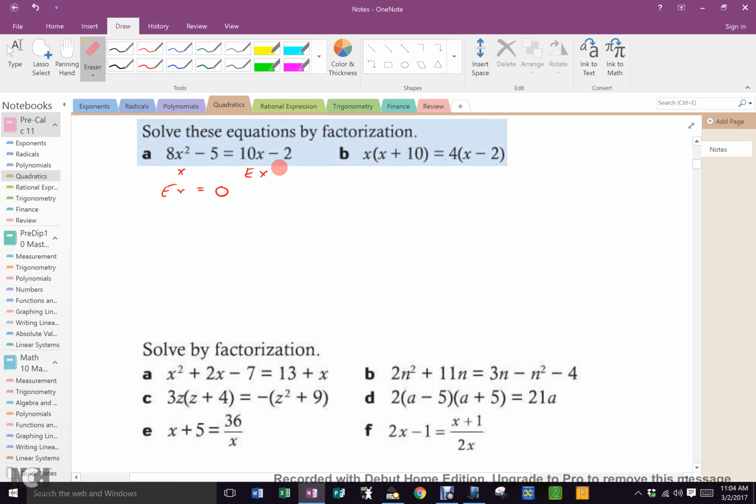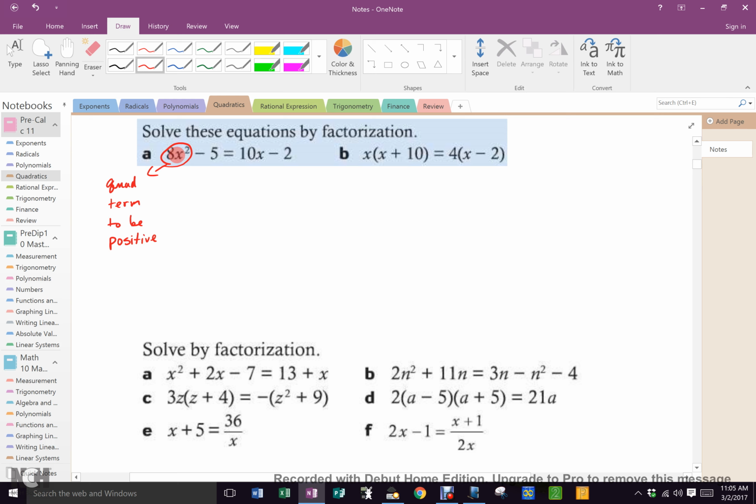So, does it matter to which side we move things? No, it does not. But I highly recommend that you get your quadratic term to be positive.